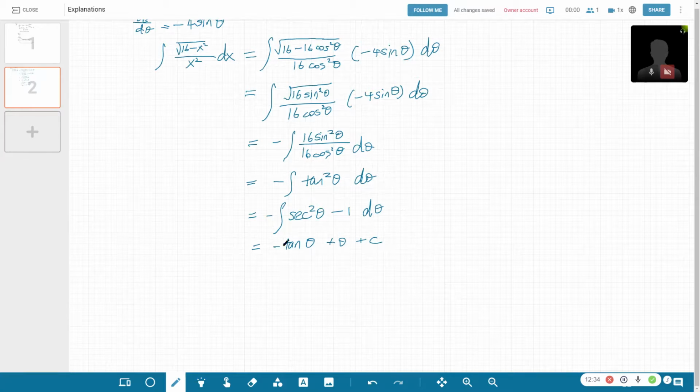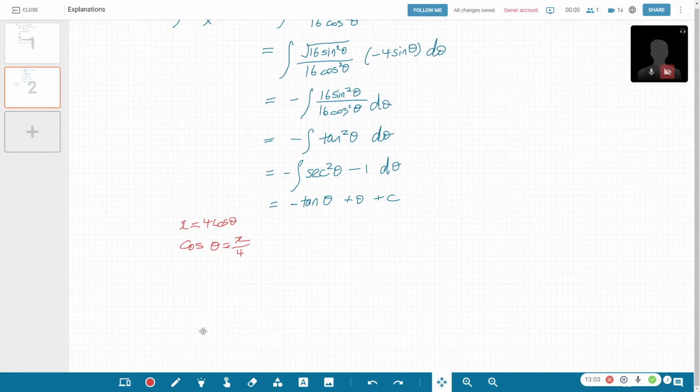But we get tangent theta. So how do we get tangent theta in terms of x? Theta is pretty simple. Okay, so we know that x equals to 4 cosine theta, which means that cosine theta is equals to x over 4. Okay, so for theta, it's just cosine inverse x over 4. It's pretty simple. So what we can do, there are a few things we can do actually. We could either use the trigonometric identities or we can just draw a triangle. That's how we usually do it for E-maths.